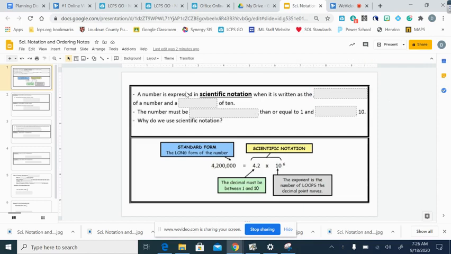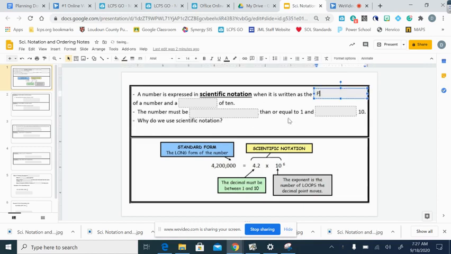So the first thing says, a number is expressed in scientific notation when it is written as the first two digits of a number and a power of 10. The number must be smaller than 10 or equal to 1 and the power of 10.